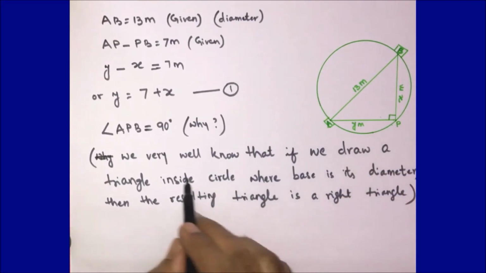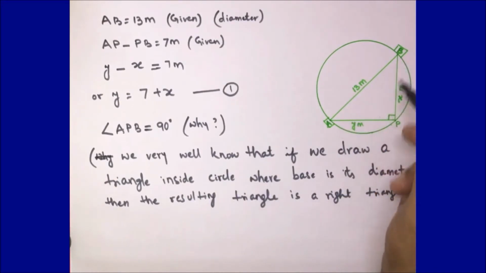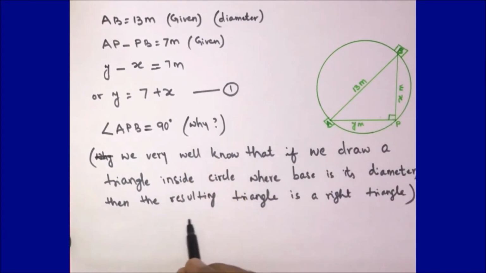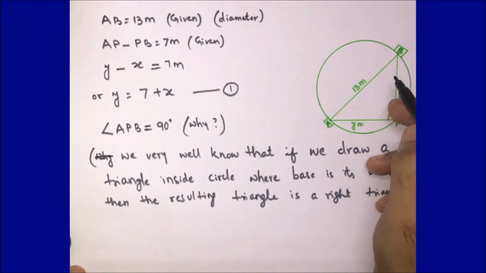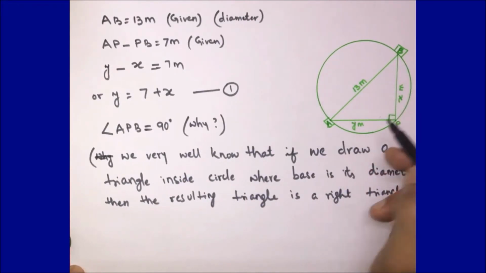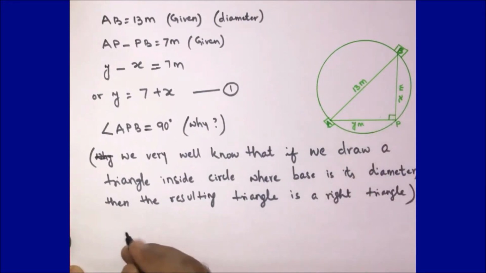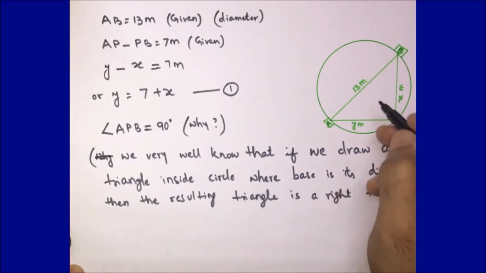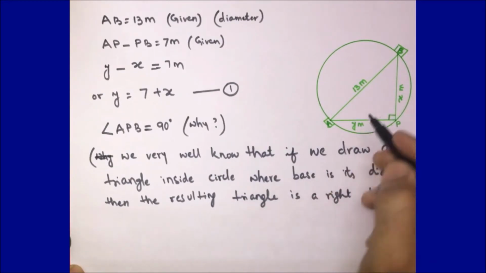Now guys, we concluded that APB is a right triangle. So if APB is a right triangle, let us use the Pythagoras theorem to find out the missing sides, because we very well know that for a right angle triangle we can use the Pythagoras theorem to find out the missing sides. So I am going to apply the Pythagoras theorem here.